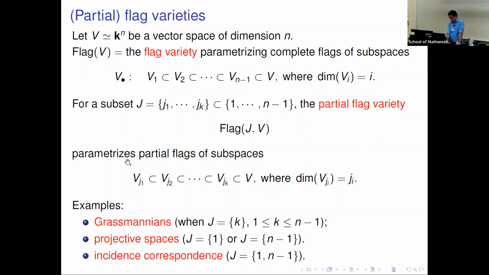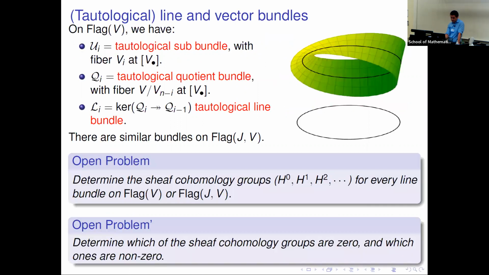And we all know our favorite examples. So these are Grassmannians when you only take one intermediate subspace, or projective spaces, dual projective spaces when this intermediate subset is just 1 or n-1. And there's another one that I like, which is called the incidence correspondence. So this parameterizes lines and hyperplanes containing them, but of course you can think of it as a partial flag variety 1, n-1. Yes. So there's lots of these nice geometric objects that you can construct from a vector space.